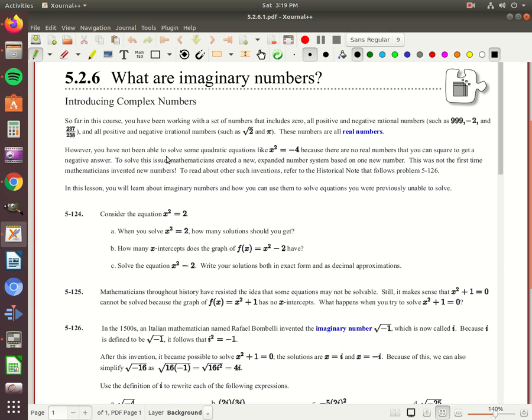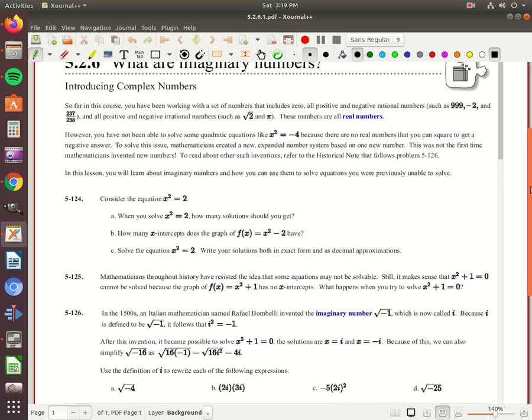These are known as real numbers. However, you have not been able to solve some quadratic expressions like x squared equals -4 because there's no real numbers that you can square to get a negative answer. To solve this issue, mathematicians created a new expanded number system based on a new number. This was not the first time mathematicians invented new numbers. To read about other such inventions, refer to the historical note that follows problem 5.126. So in this lesson you will learn about imaginary numbers and how you can use them to solve equations that you were previously unable to solve.